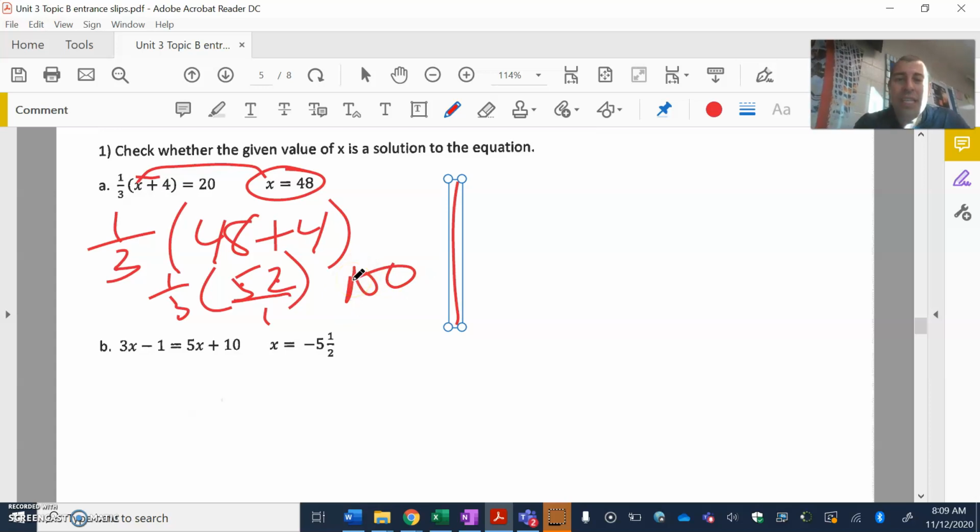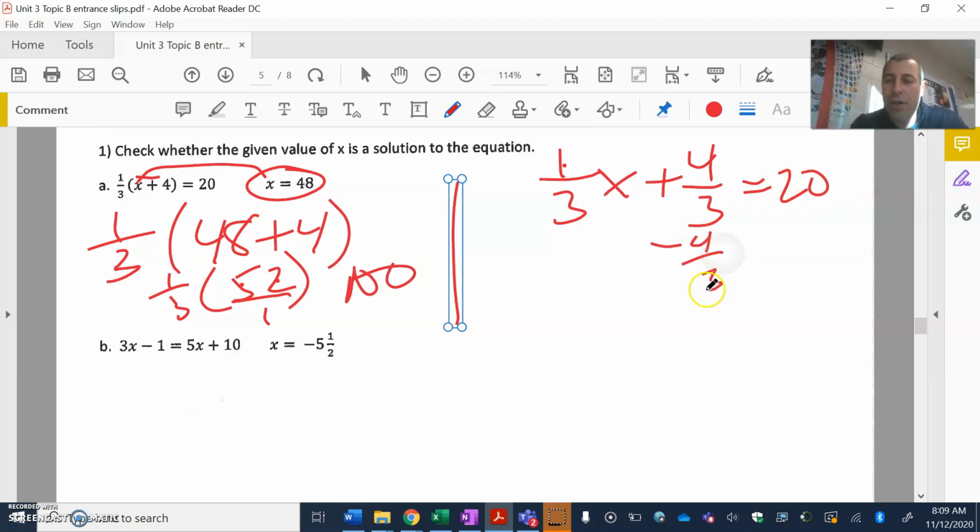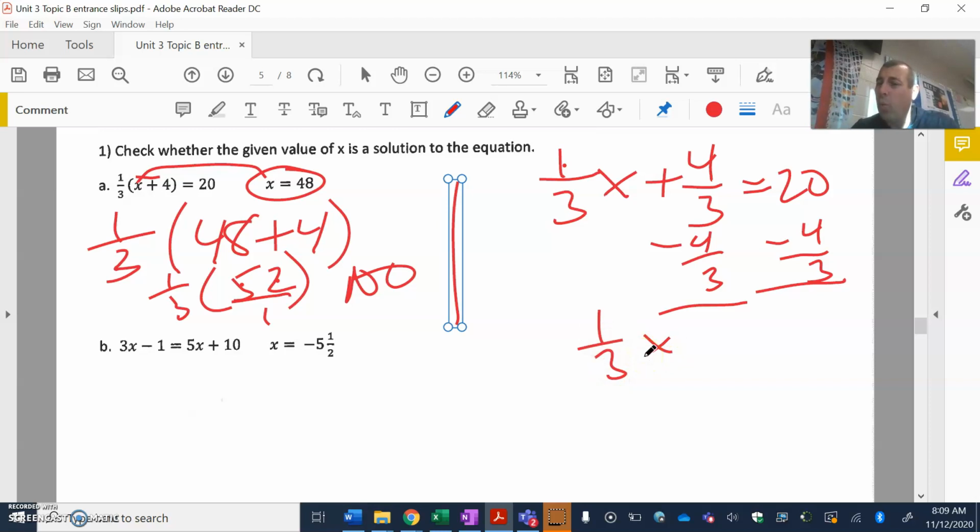If I actually solve the equation, I get 1/3 x plus 4/3, using my distributive property, equals 20. I'm going to subtract 4/3 from both sides. This is where mental math is a nice thing. It's 1 1/3, so if I take 1 away, I'm at 19, and if I take 1/3 away, I'm at 18 2/3. As we talked about, it's a good thing to get rid of your fractions by multiplying by the reciprocal. So I'm going to multiply both sides by 3.